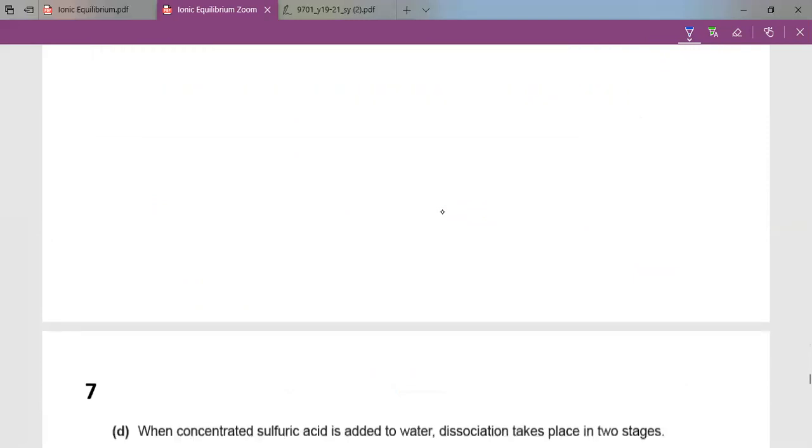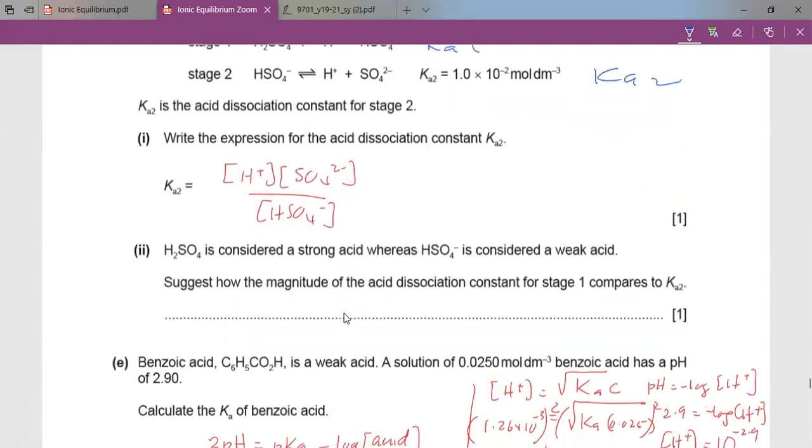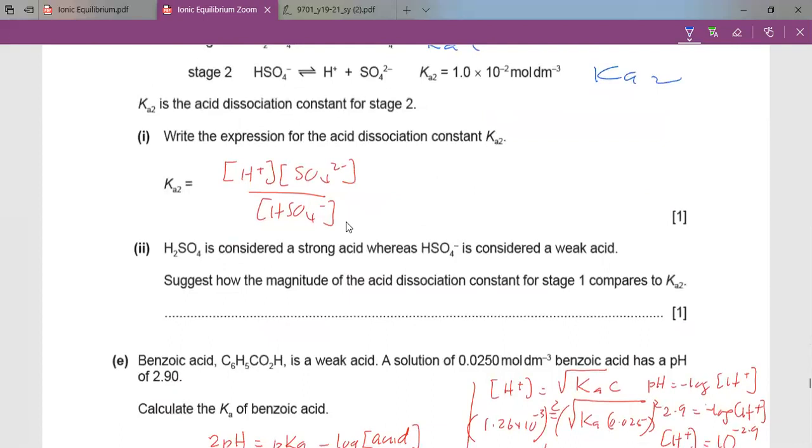Okay, next one here. Now this one here, sulfuric acid. Constant for sulfuric acid in water, there are only two stages. The first one here, remember, is Ka1, and then Ka2. Strong acid, so it has a large dissociation constant. K2 is the constant for stage 2. Expression for K2, right? Easy, isn't it? H2SO4 is a strong acid, whereas HSO4 minus is a weak acid.